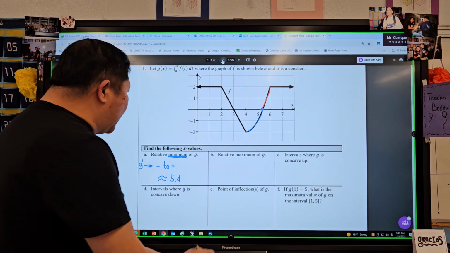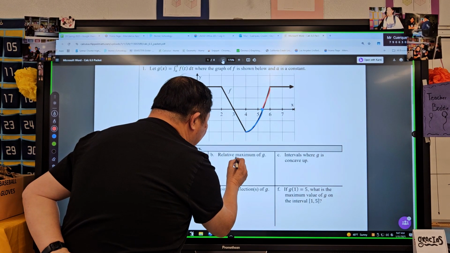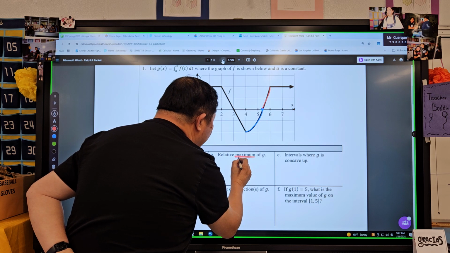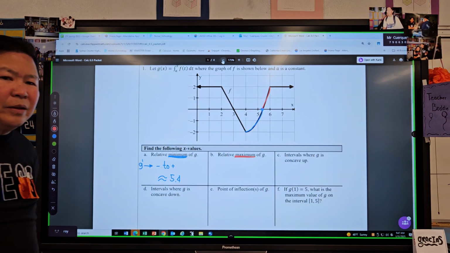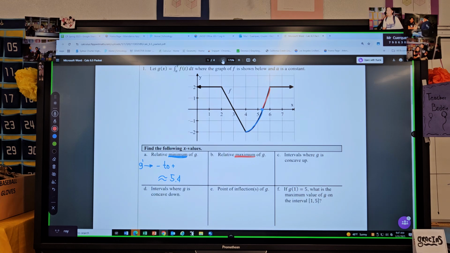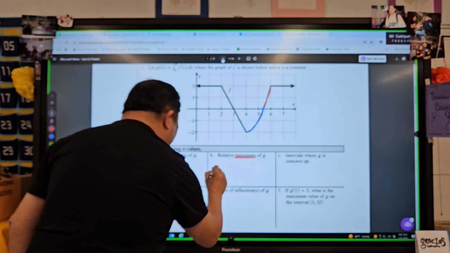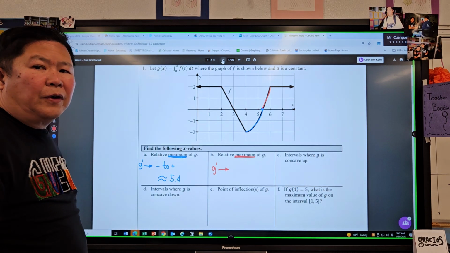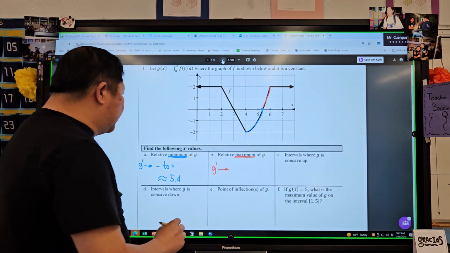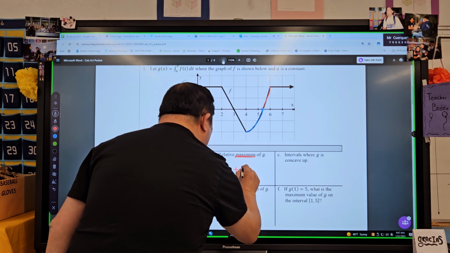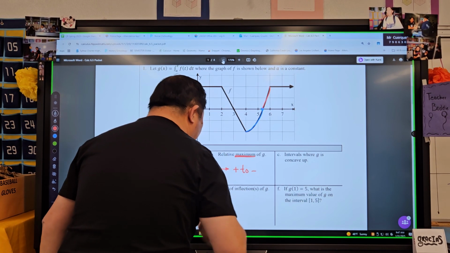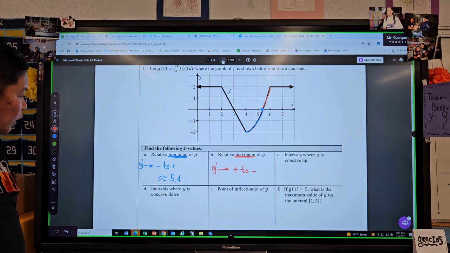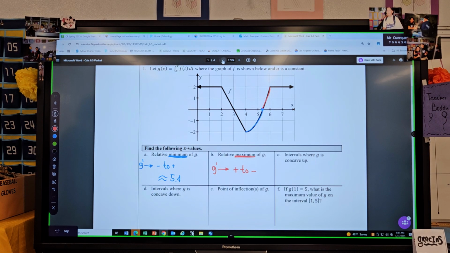So, for relative maximum, please, I'd like you to underscore also or highlight the word maximum. So, what happens to the g prime? That g prime changes from positive to negative. So, look at the graph. Where do you think the sign changes from positive to negative? At the value of x equals 3.